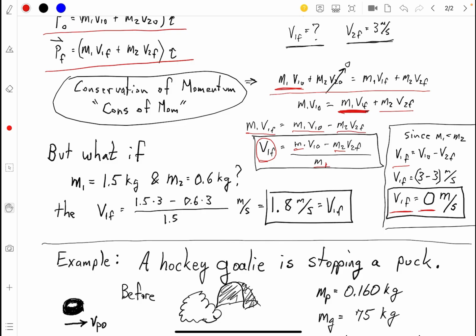If we have different masses, so let's deal with two different masses. Well, now all of a sudden, we can go back to this equation here. We can put in m1. That's our m1. We've got our velocity here. We've got our final velocity here and our m2. We're dividing by m1. And when we do that, we're going to end up with 1.8 meters.